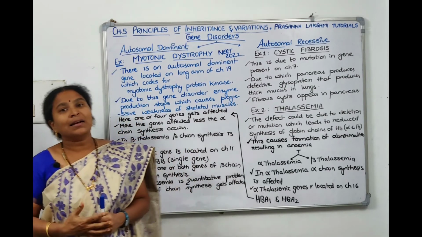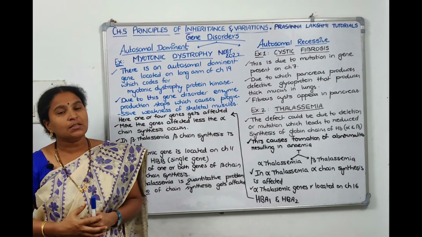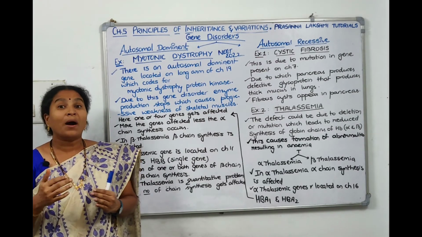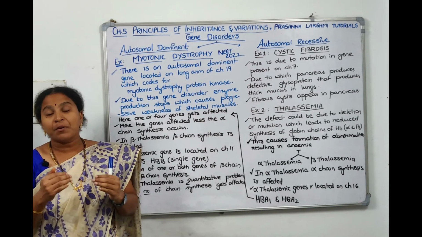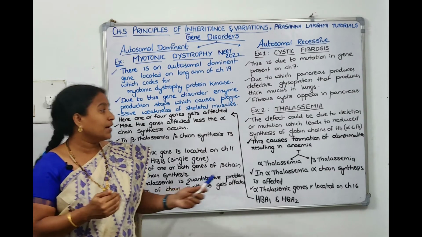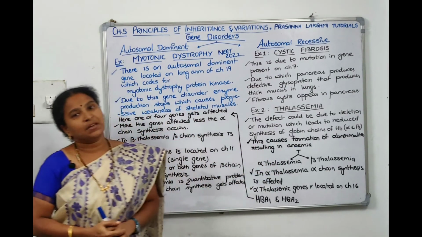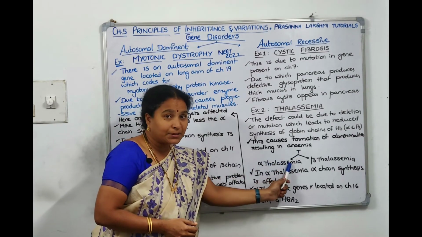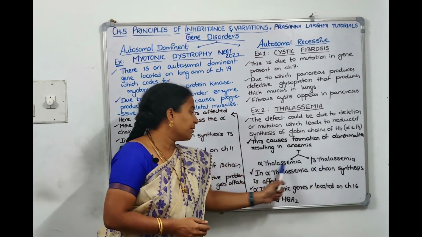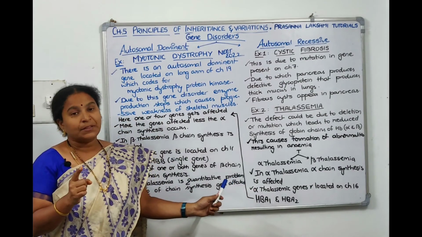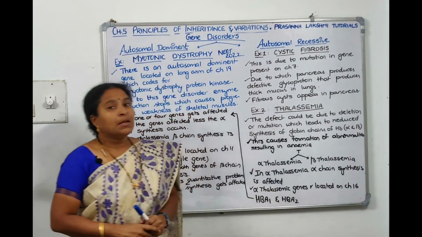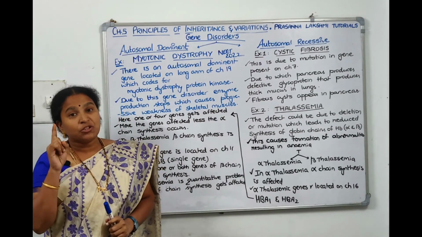Now because of that, what happens? Alpha chains are not synthesized, so the number of hemoglobin molecules gets reduced, which means it is a quantitative disorder. If the number of hemoglobin molecules gets reduced, it leads to anemia. So here I wrote thalassemia as 2 types, alpha thalassemia and beta thalassemia. As I told you, in alpha thalassemia, the alpha chain synthesis gets affected. Now, where is the alpha thalassemia gene located?